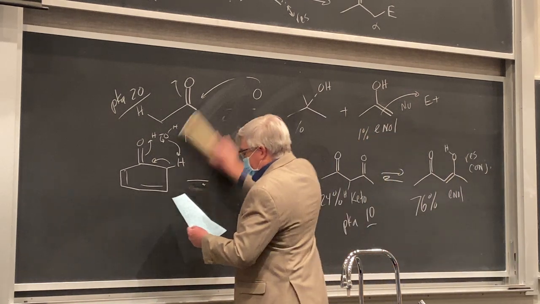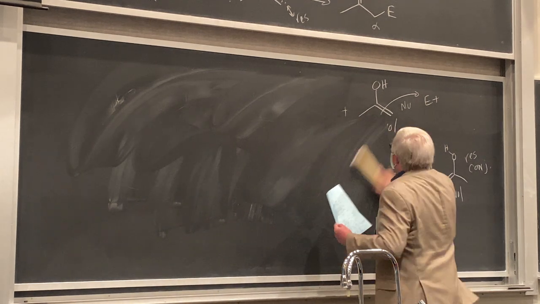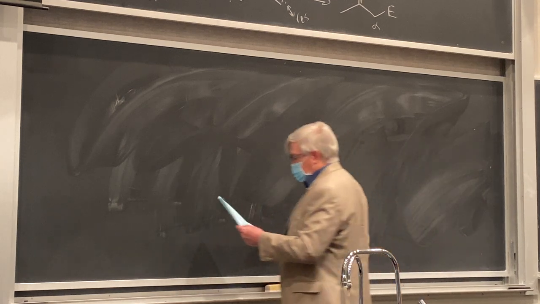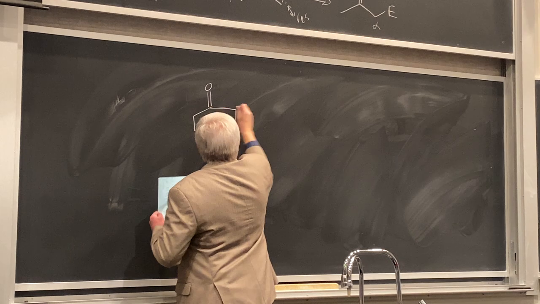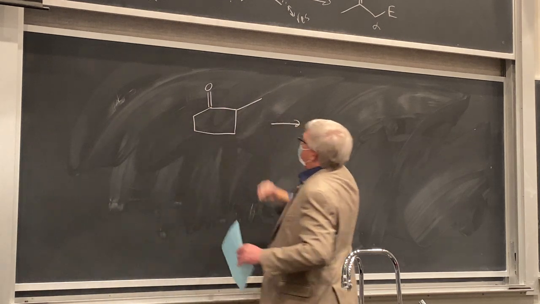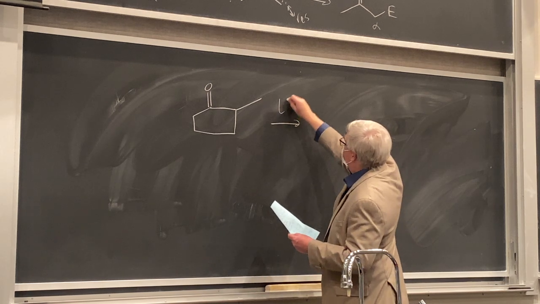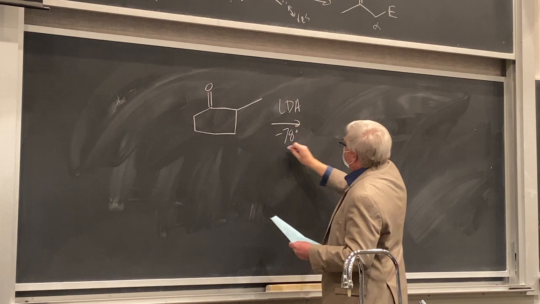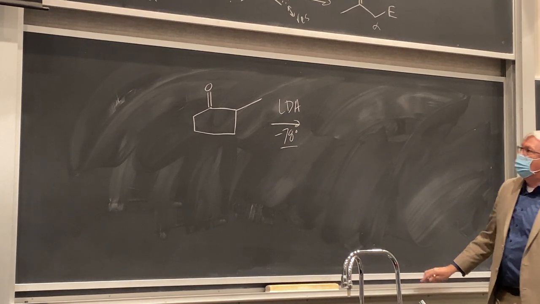Let's take LDA and use it here. With LDA, we can take a methylated cyclohexanone and treat it with LDA. And you can get away with minus 78 degrees. That's a chilled dry ice acetone bath. You can really cool that down.